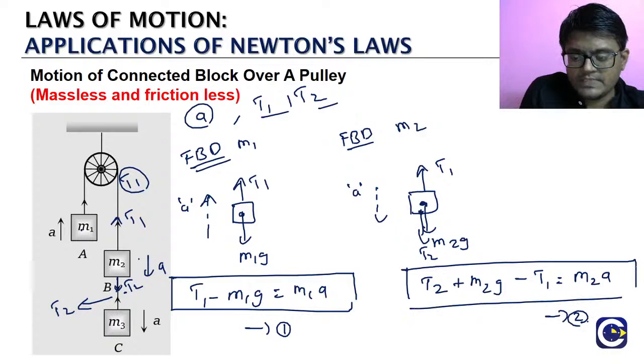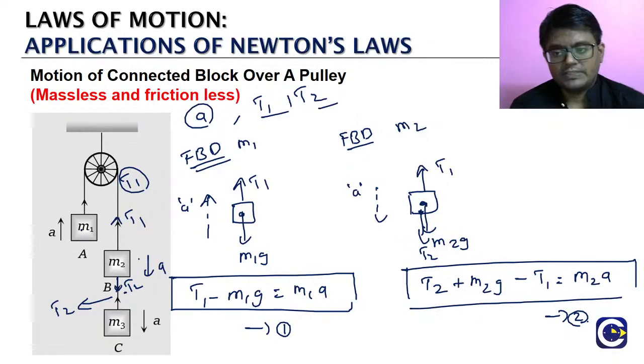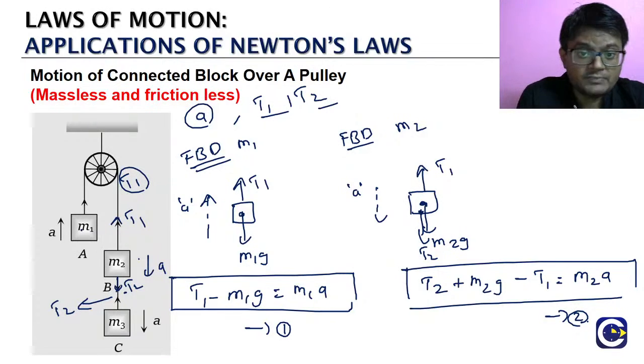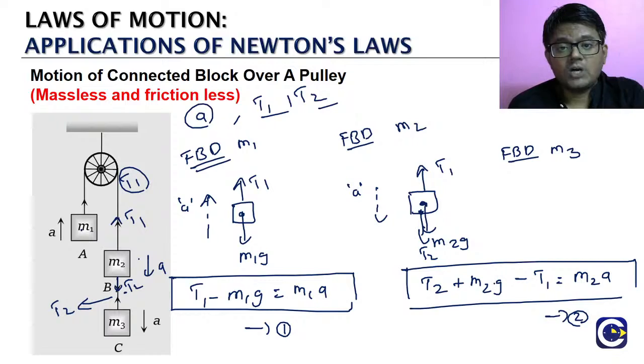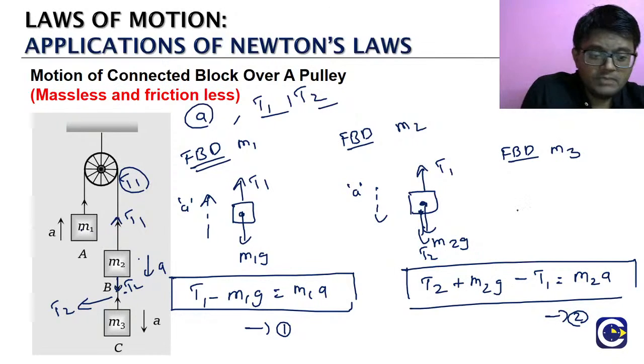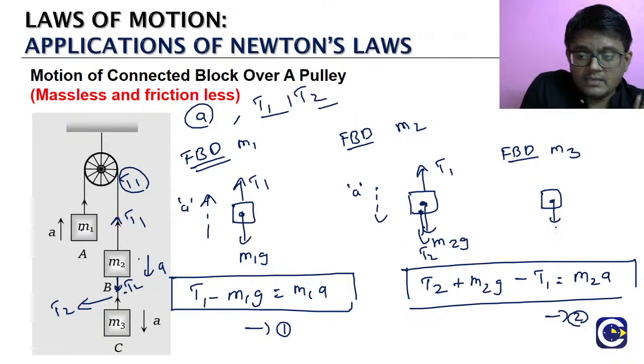So what have we done? We have just looked at the net force downwards: downward forces minus upward forces is equal to the mass of that object into its downward acceleration. Now we have come to M3 last. On it there will be weight, and tension T2 acting up.